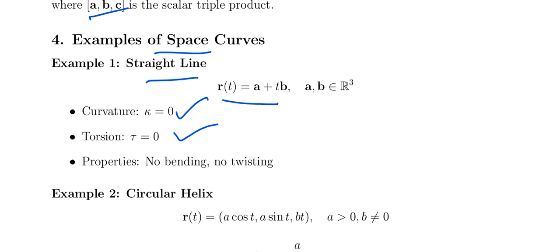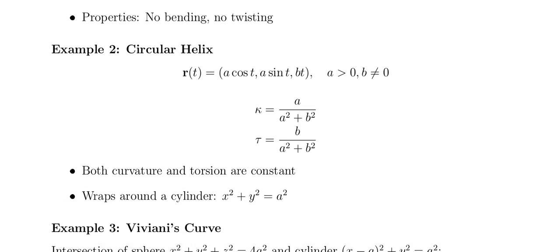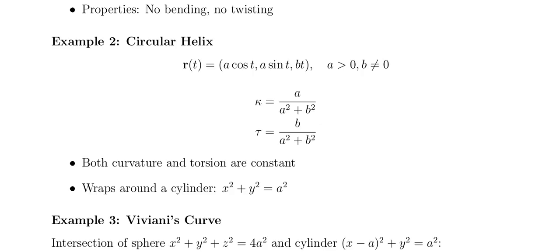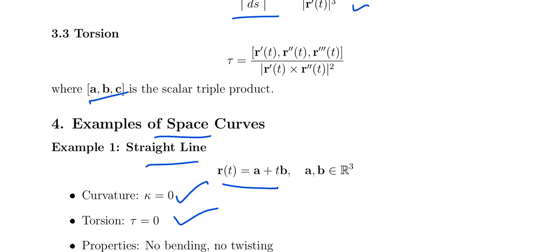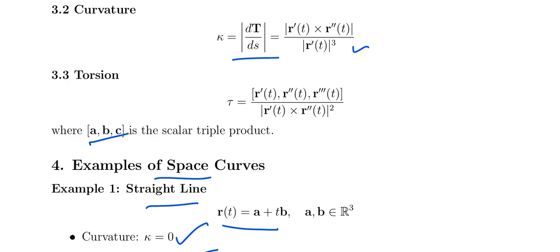And the second example is the circular helix. The standard form is a cos t, a sin t and bt. And its curvature is a by a square plus b square. We can find it using the formula, another formula, r dash cross r double dash divided by r dash of t whole cube. We can apply this formula and find it out. So just know what the general structure is.